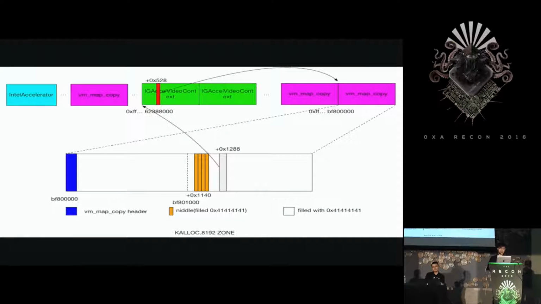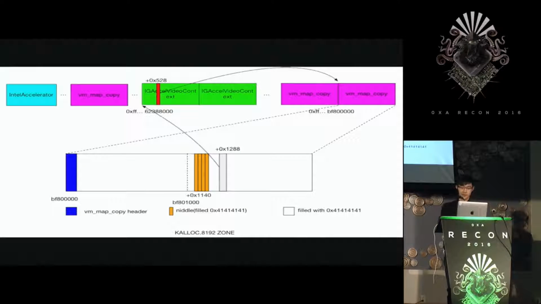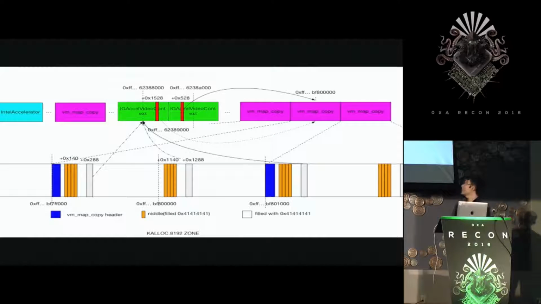And I think this can also be explained more clearly in a figure. This is the ideal situation: at address A, the IGXL video context starts here, and at address B, the VMAP copy starts here. And what if address A falls right in the middle of an IGXL video context? In other words, the IGXL video context begins at address A minus page size.